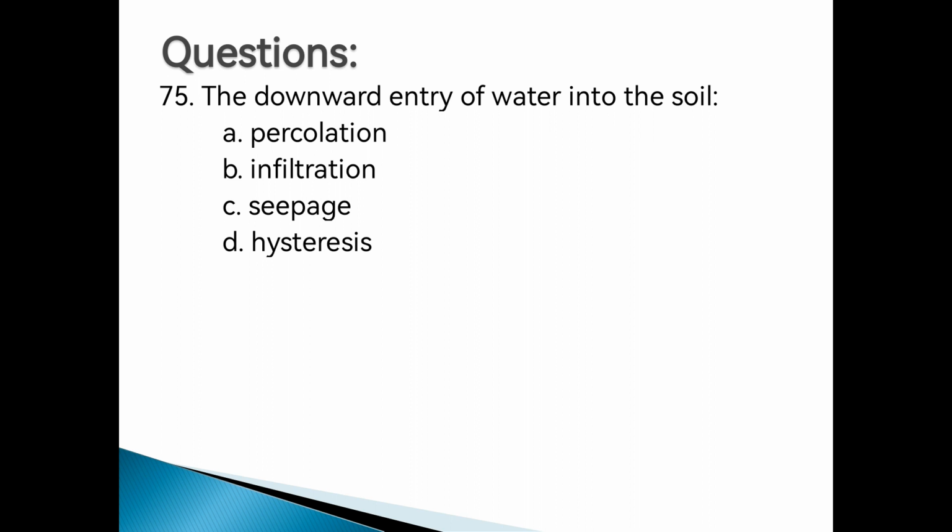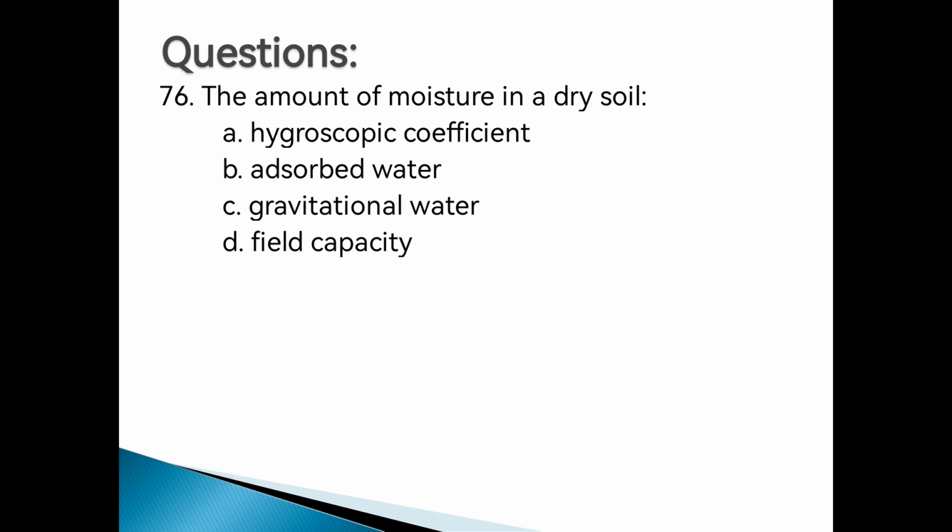Number 75. The downward entry of water into the soil: A. Percolation, B. Infiltration, C. Seepage, D. Hysteresis. The correct answer is B. Infiltration. Number 76. The amount of moisture in a dry soil: A. Hygroscopic coefficient, B. Adsorbed water, C. Gravitational water, D. Field capacity. The correct answer is A.